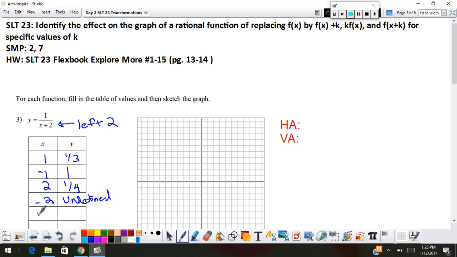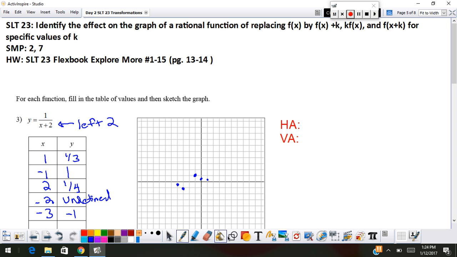Let's do -3. So if I put -3 in there, -3 plus 2 is -1, and I get -1, and here's -3, -1, and here's our point at -1, 1, and then we could put 0 in there, that'd be easy, 1/2, and there's 1/3, and then if we put in -4, that would be -1/2, and I can kind of see I'm starting to get the same shape as before.